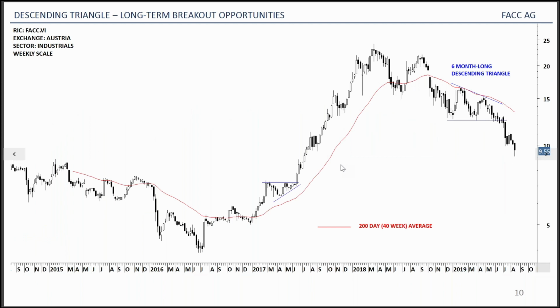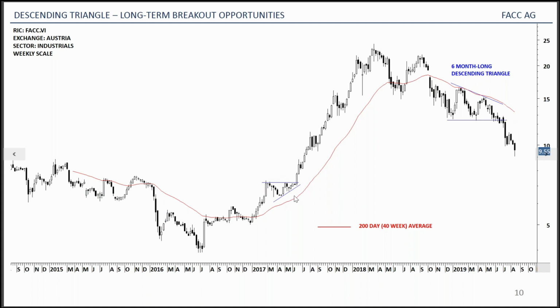Our next chart is another descending triangle. This was again featured in the Global Equity Markets Report. It was a breakout alert. And you can see that 6-month long descending triangle, several tests of chart pattern boundary here, almost kissing the boundary before a breakdown took place. Filtering is done. 200-day moving average is acting as resistance. At every attempt, the stock found resistance at the 200-day moving average, and eventually we have seen a clear breakdown and continuation of the downtrend.